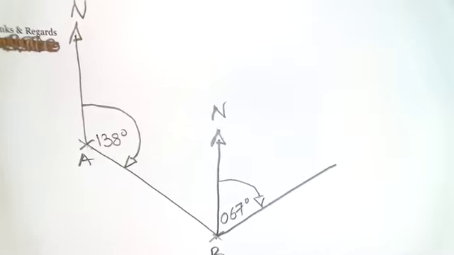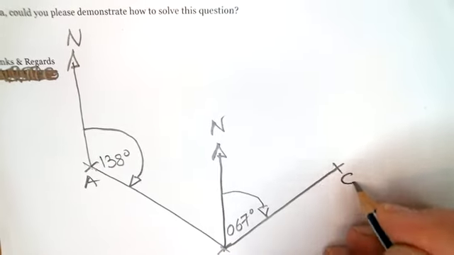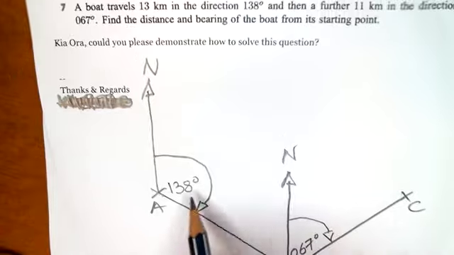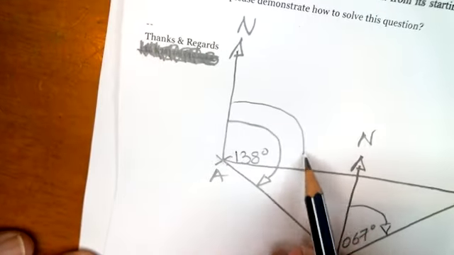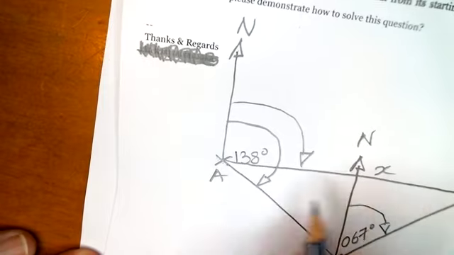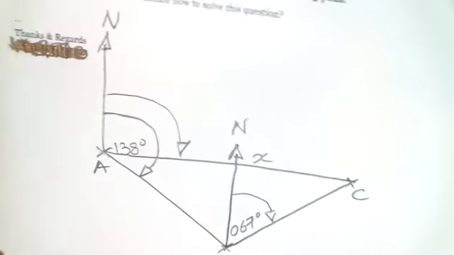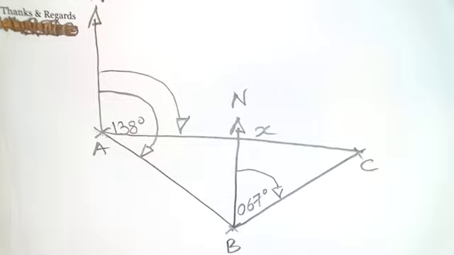So this is our point C, this is where we end up. And what we're wanting to find is the bearing, this is the bearing we want to find, and this is the x here, the distance between these two is the distance we want to find. So we can go ahead and do that now.